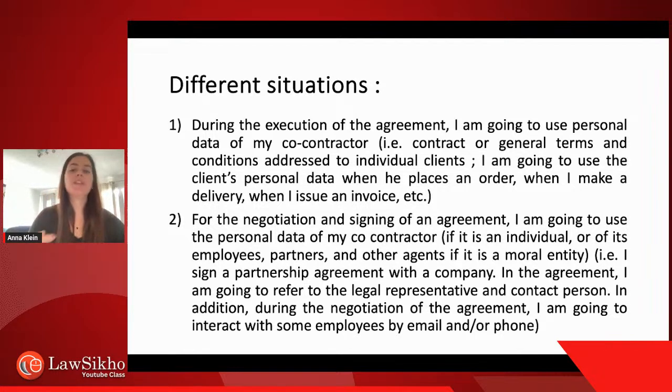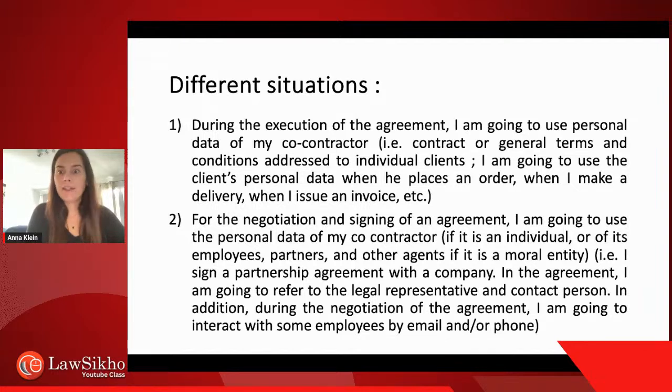So that I can execute my agreement, I need to interact with my client or whoever my co-contractor is. Maybe it's not a client, maybe it's my provider, but I still need to interact with that person. The second situation is even before that: before you execute the agreement, you have to negotiate the agreement. Well, sometimes there is no negotiation, but in any case, you have to sign it. And I'm pretty sure you all know what a contract looks like. At the beginning, we describe who the parties are. And obviously, when we describe who the parties are, we're using personal data.